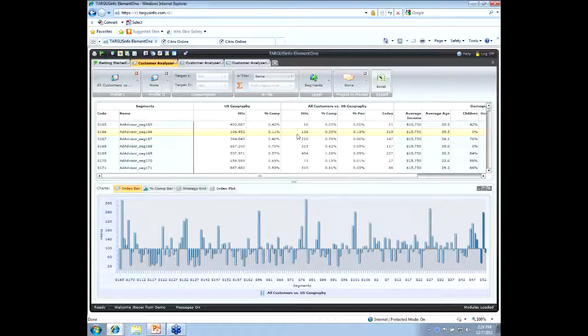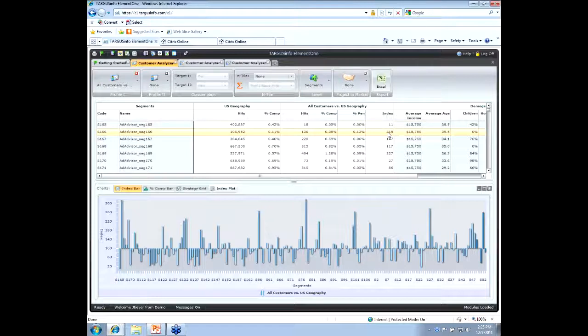So in this example, we have segment 166 here that has about 100,000 households in the U.S., which is 0.11%, so very small when we talk about these very tactical segments. We're talking about very micro segments. This particular data set has 136 households that fall into that segment, which is a 0.35% composition, which is 3 times bigger than their composition in the market, or a 315 index.